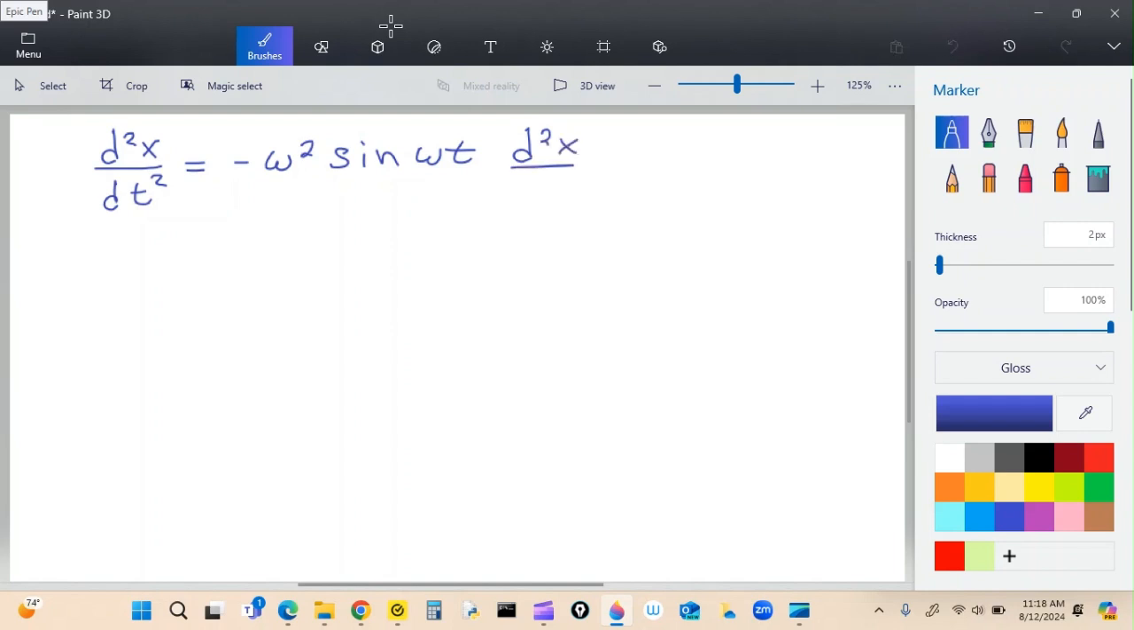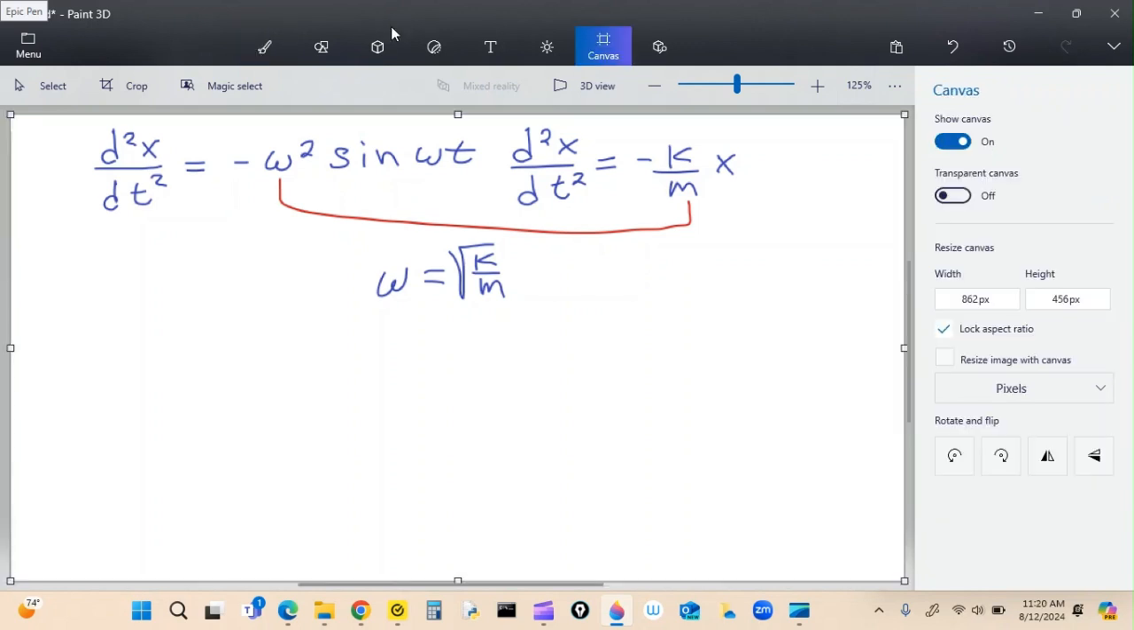We also had this, which is what we used as another starting point. That was equal to negative k over m times x. Well, sine omega t is x. The omega squared has to equal this k over m. Omega has to equal square root of k over m. This is the angular frequency of the oscillation of that.